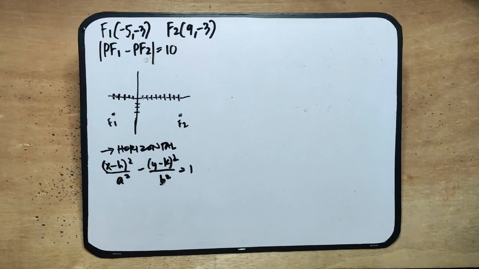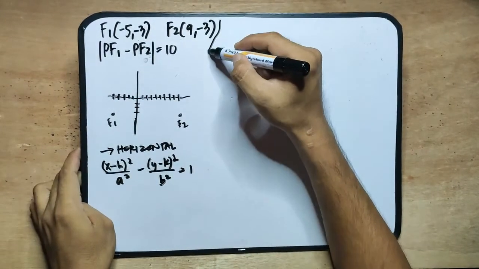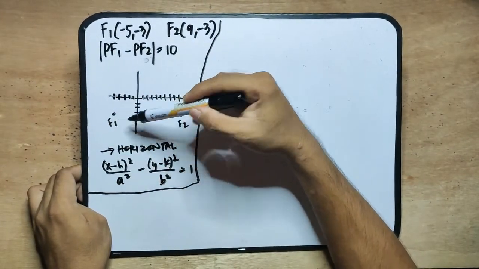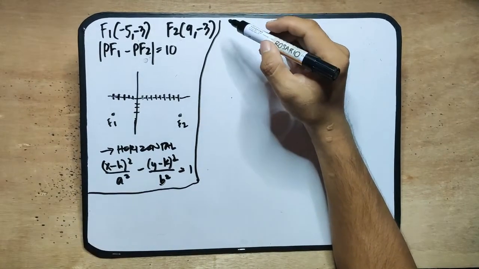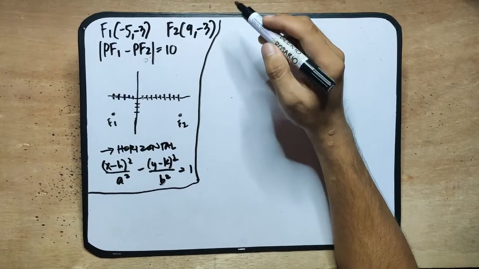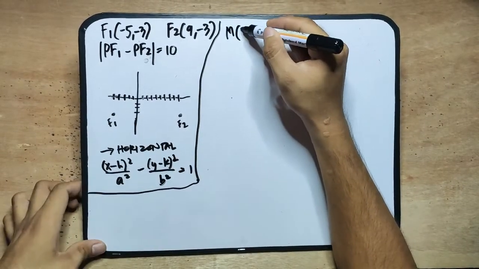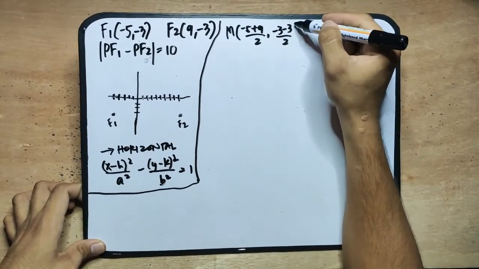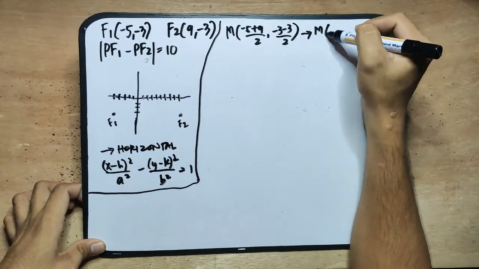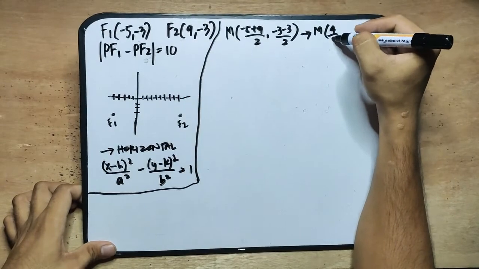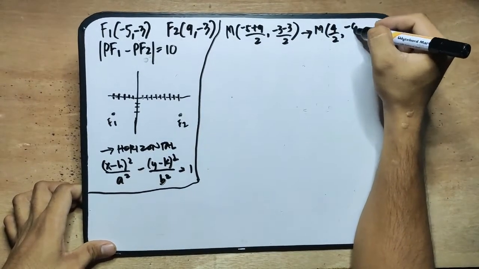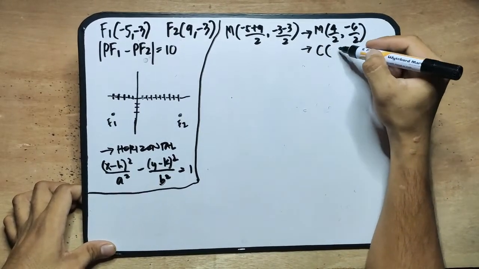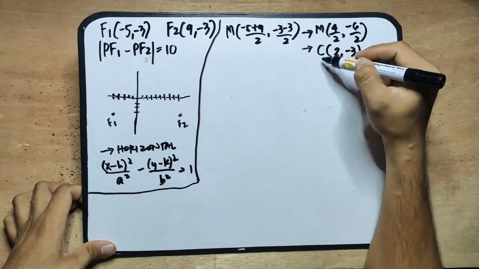So, how are we going to solve for the center? Siyempre, yung center dito ay midpoint ni focus. So, asan ba yung midpoint nilang dalawa? So, to solve for the center, which is the midpoint of the two foci, we have m is -5 plus 9 all over 2 and -3 minus 3 all over 2. So, simplifying further, we get -5 plus 9 is 4, 4 all over 2. -3 minus 3 is -6 all over 2. So, therefore, our midpoint or the center is at 2 and -3. So, meron na tayong center.